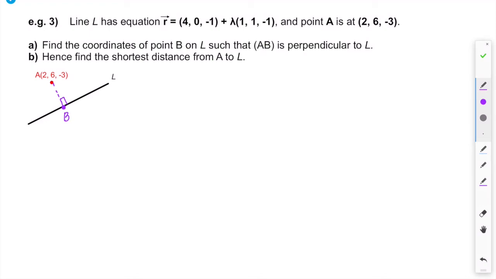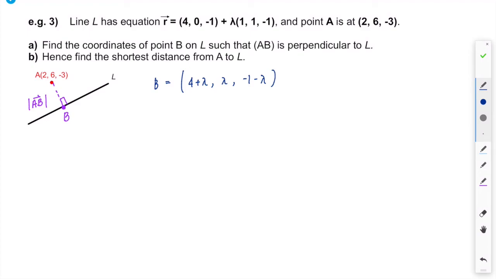And then find the shortest distance from A to L. And of course, shortest distance is the perpendicular distance, which means that once we know the coordinates of point B, then for part B, we are really looking for the magnitude of the vector AB or BA, doesn't matter, okay? What we know, since point B is located on the line, B must take on coordinates (4 plus lambda, 0 plus lambda, negative 1 minus lambda). Those are the coordinates of B, okay?